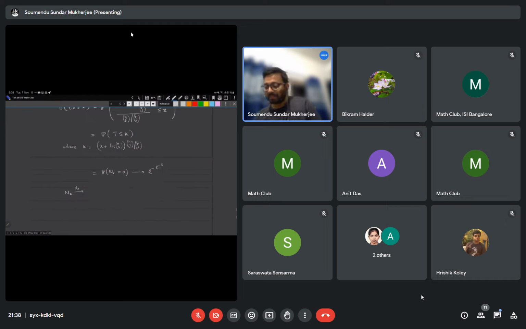Now, as someone just said, if you can show that this converges to a Poisson distribution with parameter e power minus x, that would imply that the probability Nk equal to 0 converges to the probability that a Poisson random variable with mean e power minus x is 0. That is exactly e power minus x. So therefore, it is enough to show that Nk converges in distribution to Poisson e power minus x.